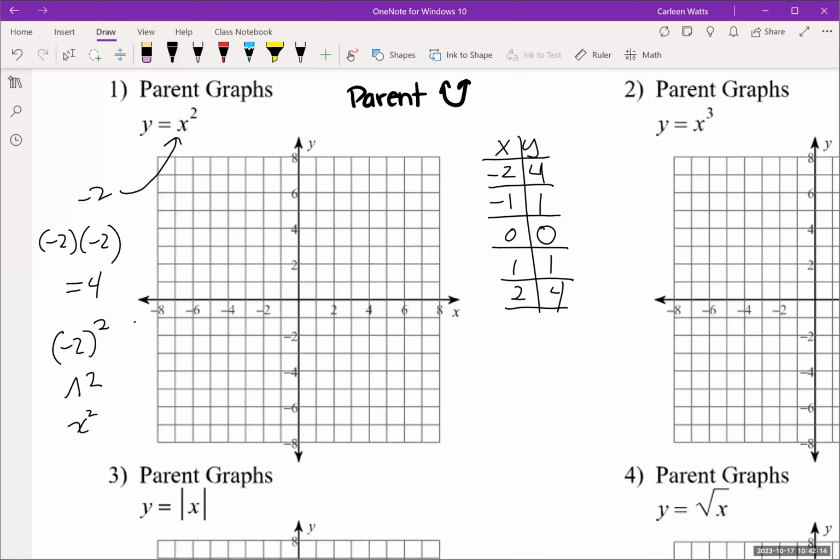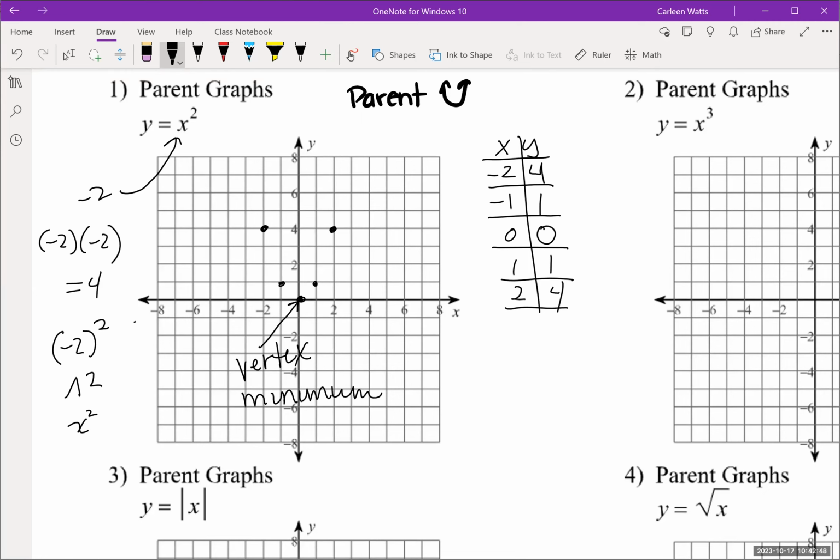Okay, so now I'm going to graph 0, 0, negative 1, 1, 1, 1, 2, 4, and negative 2, 4. This point right here we call the vertex. If the parabola is facing up, it's the minimum value. It is the vertex. It is the minimum value.